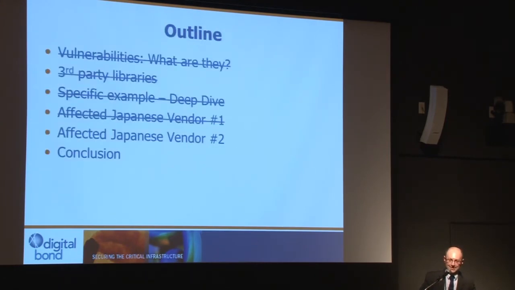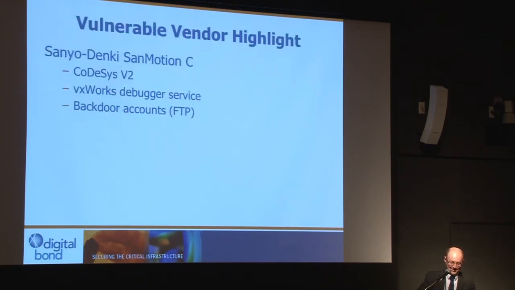So that's a look at Hitachi, who was vulnerable to CoDeSys version 3. Let's look at another vendor that had some of the same issues. Sanyo-Denki produces a robot arm controller called the SanMotion C. This controller runs CoDeSys version 2, the older version of CoDeSys. It also runs VxWorks as its operating system, and it has the VxWorks debug service enabled. So it actually inherits several vulnerabilities from several components that it contains. In addition, it contains some backdoor accounts, and it has some debugging services for CAN protocol open on it.